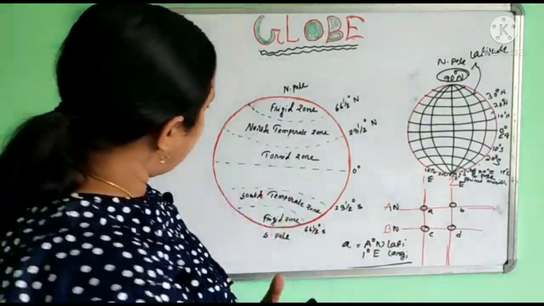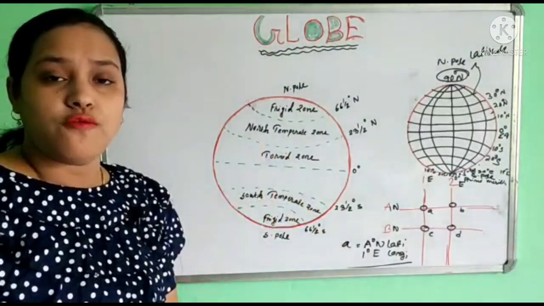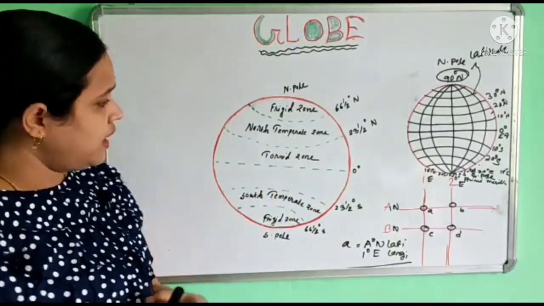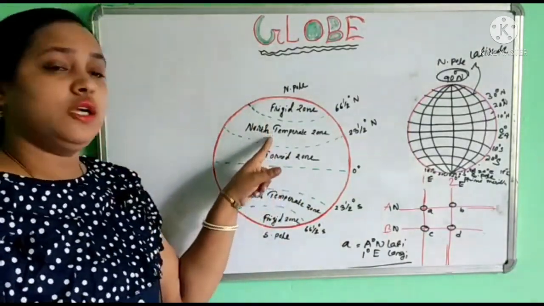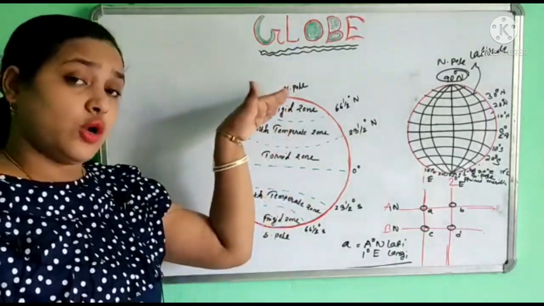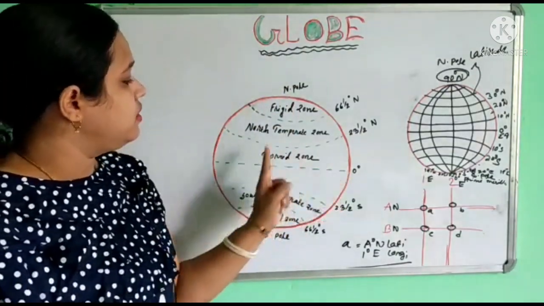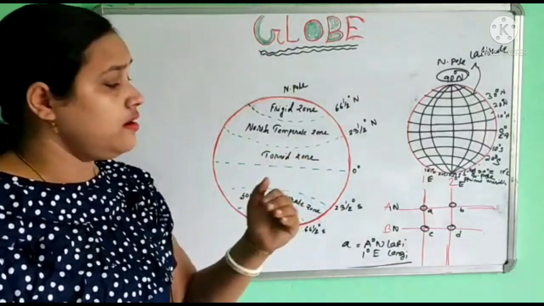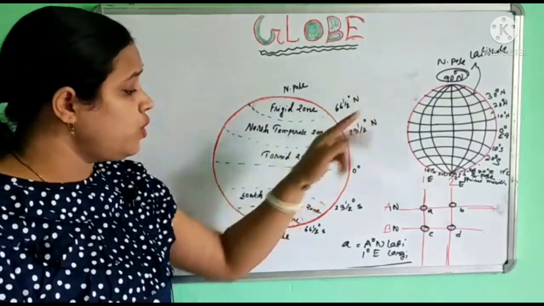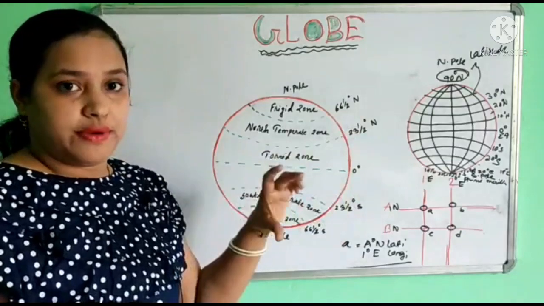So now next our topic is the heat zones of our earth. Now we find 3 heat zones. Okay, one is the torrid zone, then the north temperate zone and south temperate zone, and the frigid zone, which we find in the northern part and in the southern part. So the torrid zone actually extends from 23.5 degree north Tropic of Cancer to 23.5 degree south Tropic of Capricorn.